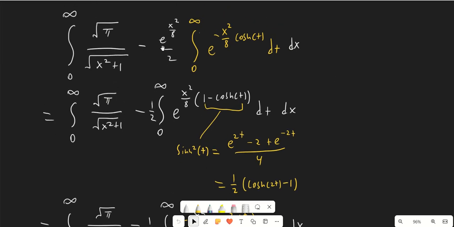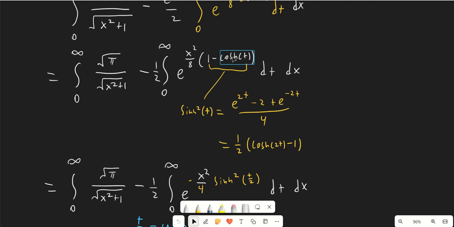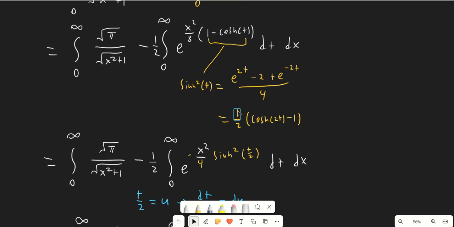So the first thing we're going to do is bring this e to the x squared over 8 on the inside, and then we get 1 minus hyperbolic cosine of t. Now, this might remind you of something with cosine, and that's that 1 minus cosine of t is related to sine squared of t over 2. And so we're basically doing the same identity here. If you take hyperbolic sine of t and you square it, you get e to the 2t minus 2 over 4 plus e to the negative 2t also over 4. And this is the same as 1 half cosh of 2t minus 1.